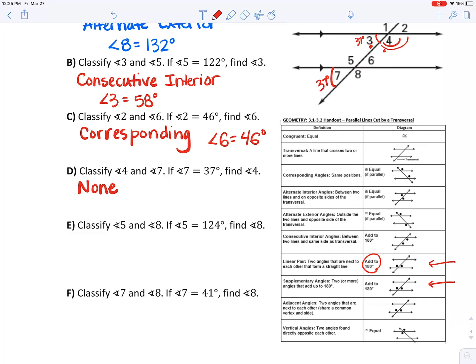So I have that angle 3, which is 37, plus angle 4 equals 180 degrees. Solving for angle 4, I'm subtracting 37 on both sides. So angle 4 is equal to 143 degrees.